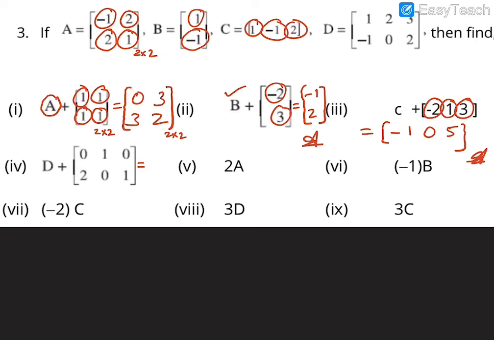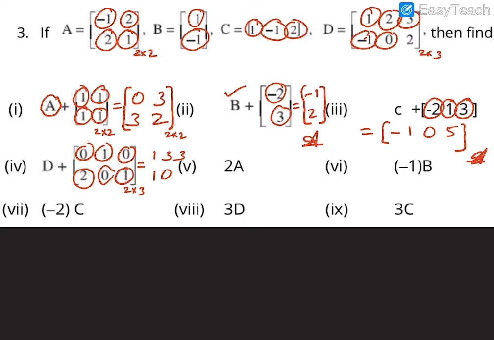The order of d is 2 into 3. And this matrix is also having order 2 into 3. So we can add easily corresponding elements. 1 plus 0 will be 1. 2 plus 1 will be 3. And 0 plus 3 will be 3. And 2 minus 1 will be 1. 0 plus 0 will be 0. And 1 plus 2 will be 3. So this is the answer of part 4.